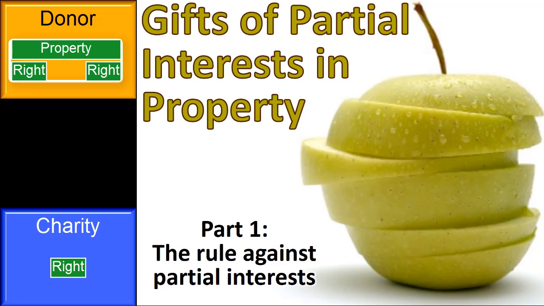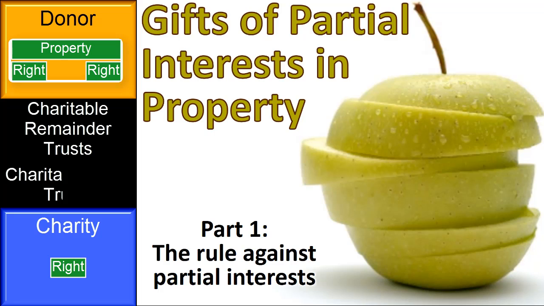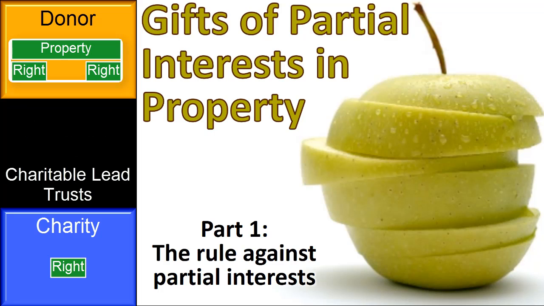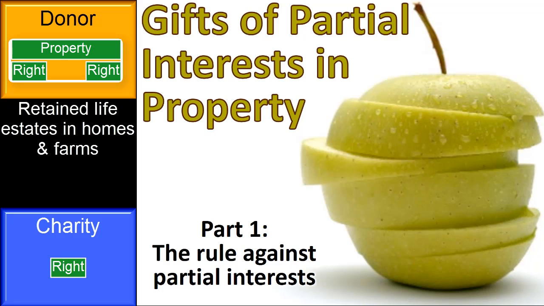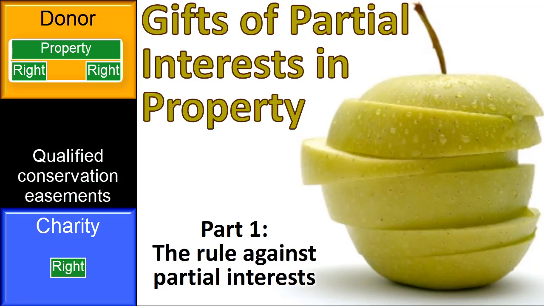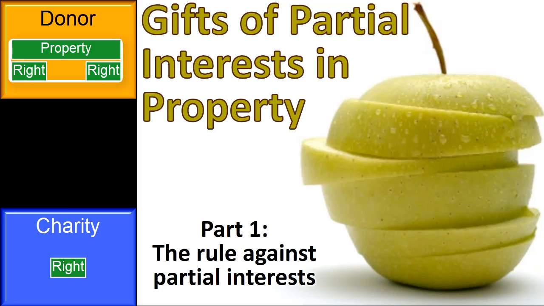For example, charitable remainder trusts, charitable lead trusts, gifts of remainder interest with retained life estates in homes and farmland, and even qualified conservation easement gifts are all forms of partial interest gifts where the donor retains some rights in the property given to charity.